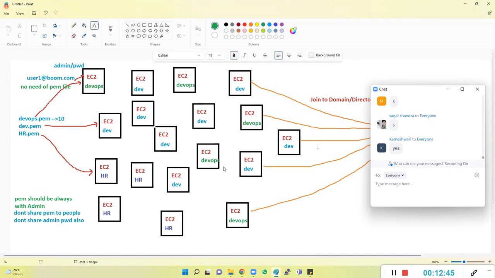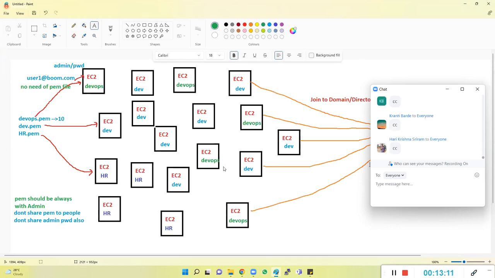So guys, in real time, this will be the situation. But we cannot set up Active Directory services here because these are all paid services, right? You need to pay some $1,000 per month for all this setup. But at least this will be the scenario in your company in real time. Now understood, guys? The problem with the key pair and how to solve it. Everyone see?